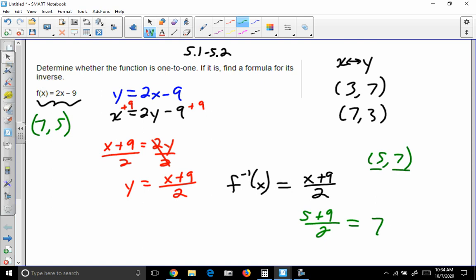And that's going to be true for every ordered pair. Any ordered pair that works for f, if we flip the x and the y, that ordered pair will work for this formula. Now, we're not really going to deal with one-to-one very much. The examples I give you will be one-to-one. We more want to emphasize how do we get the inverse function.